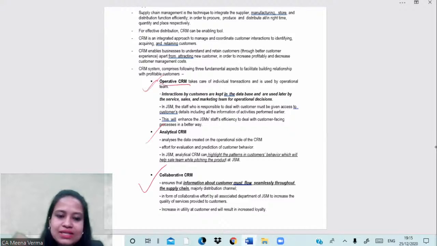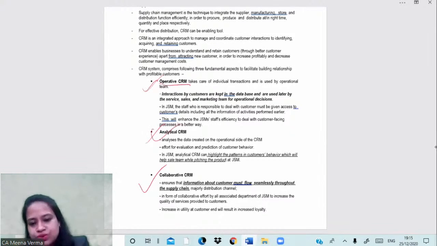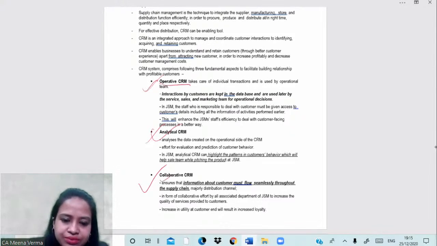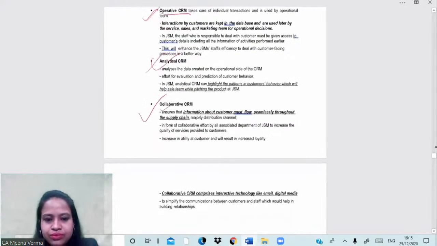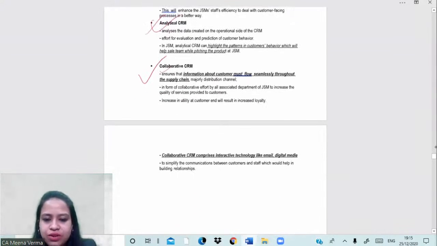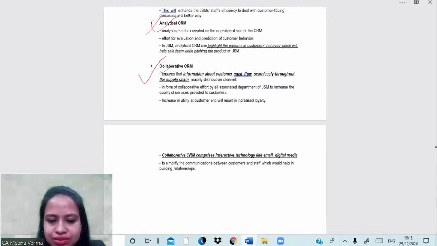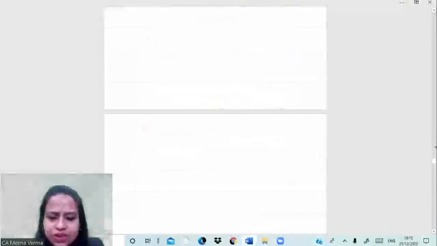Analyze the customer in order to find the most profitable customer and less profitable customer. Analyze their behavior in order to improve the organization. And for collaboration, what can you do? You can use email, network marketing, and digital media to collaborate with your customer. For that, there is a need for flow of information in your entire supply chain. So all this information you can write in the answer.